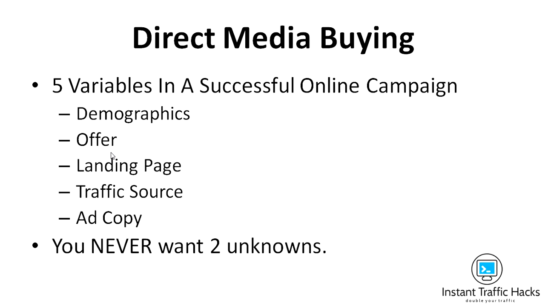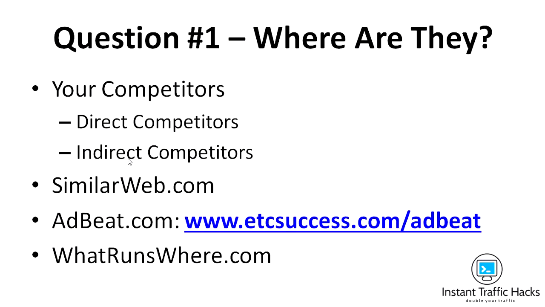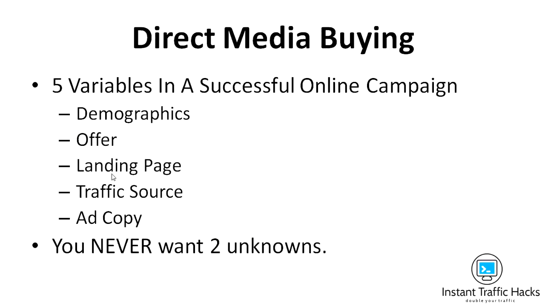Second is the offer. Okay, and we talked about that. What are they actually selling? Then you should go out there and buy two or three or four different products from either your direct competitors or your indirect competitors, both of them, just to find out exactly what those offers are. Next is looking at their landing page, seeing what it looks like, what's happening on it, and which ones are working.